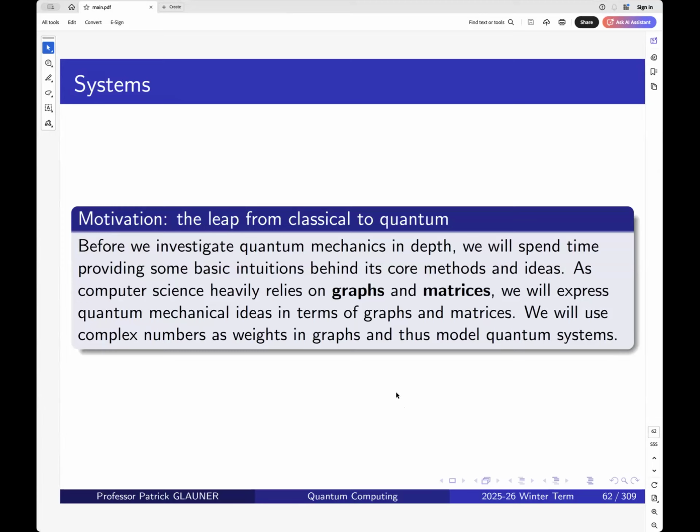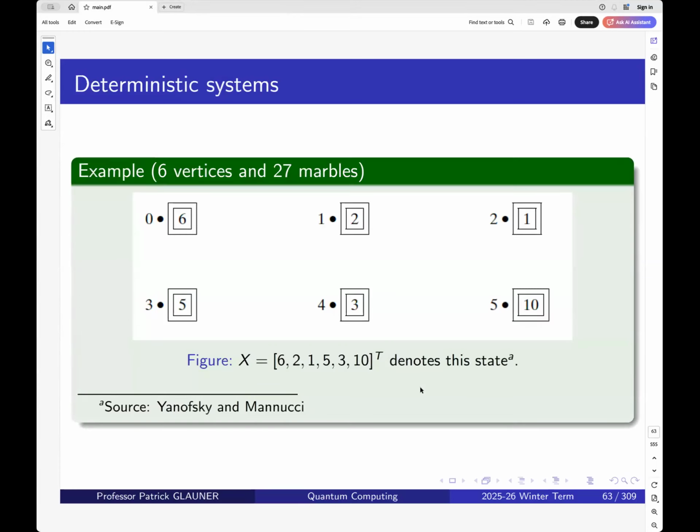We will heavily use graphs and matrices to describe these concepts, and with them, we can express our quantum mechanical ideas step by step, as you will see. We're starting with deterministic systems. This would be a sample system that we are starting with, and we will see that we can describe all of this in terms of vectors and matrices. I will develop this concept with you now step by step on the whiteboard. Just wait a second for me to switch.